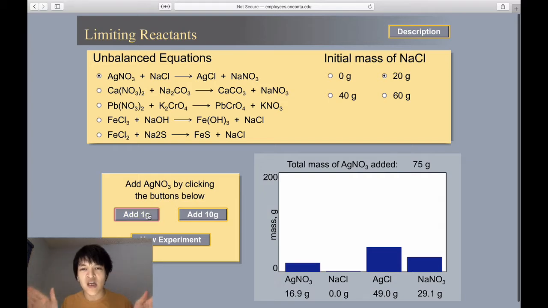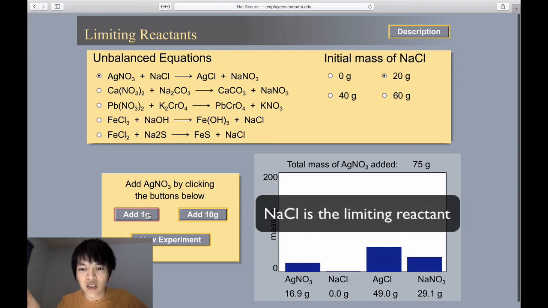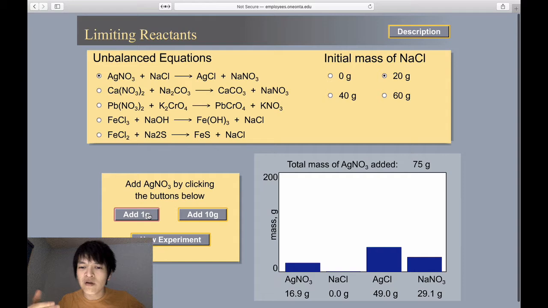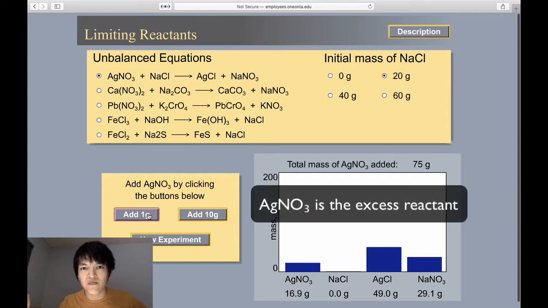If I stop right here, what I can say is, in my beaker, there is no more sodium chloride. That is the limiting reactant. And also, in my beaker, there's extra silver nitrate. That's the excess reactant, all right?